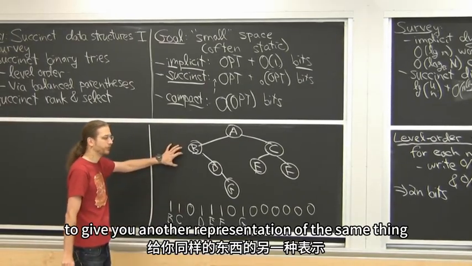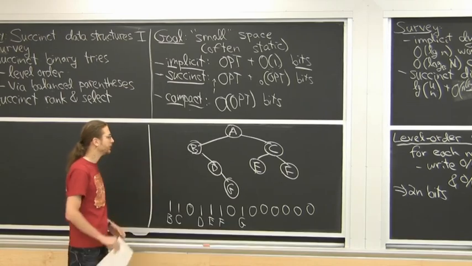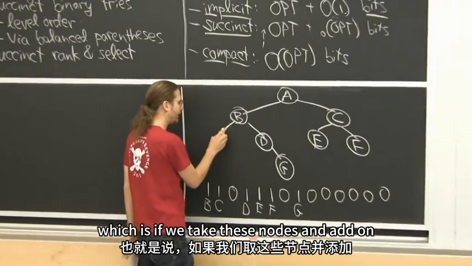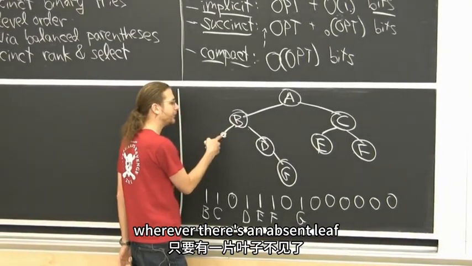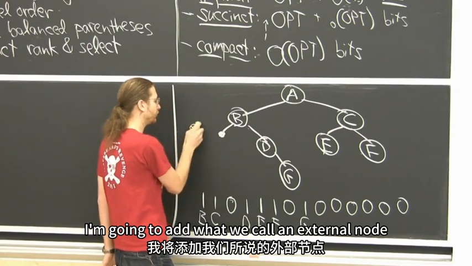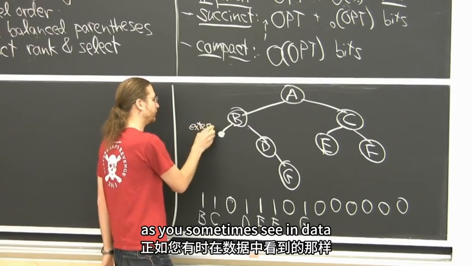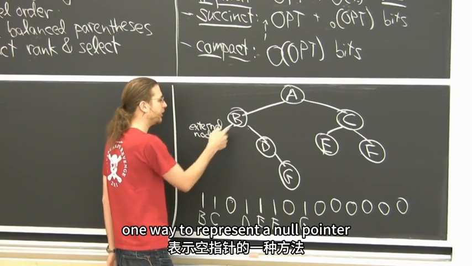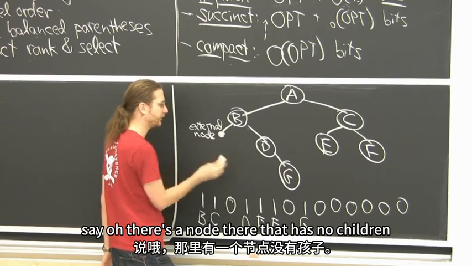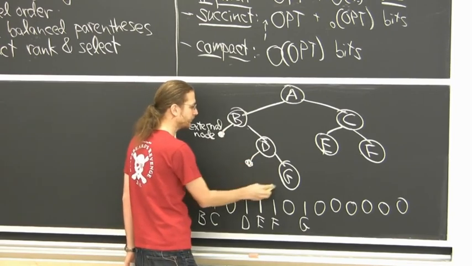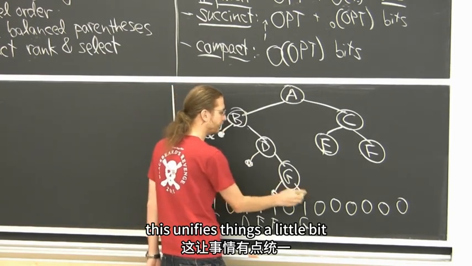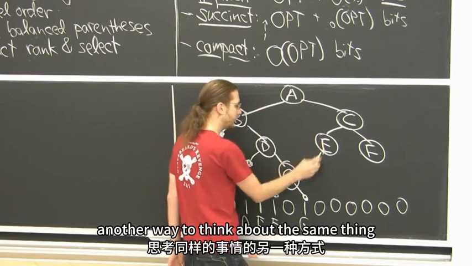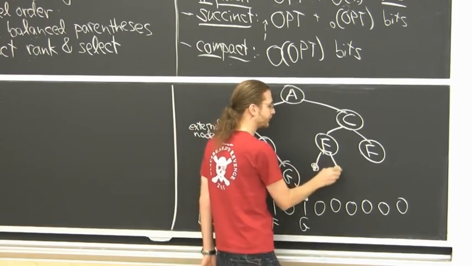I want to give you another representation of the same thing, which is if we take these nodes and add on, wherever there's an absent leaf, what we call an external node, as you sometimes see in data structures books. One way to represent a null pointer is to say, oh, there's a node there that has no children. This unifies things a little bit because now every node either has 2 children or no children. Another way to think about the same thing.